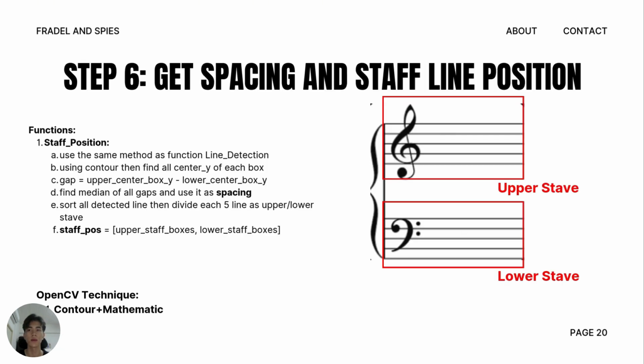Here in step 6, we use staff position, which has a similar method to the line detection function. Then we find the center Y position of each staff line. Using the median of the center Y positions as the distance between each line, we call it spacing. Then we sort the center Y positions and divide each 5 lines into upper and lower. Then we store the upper and lower staff line positions as a list called staff pos. The OpenCV technique we use here is contour, integrated with some calculation using the box position from contour.